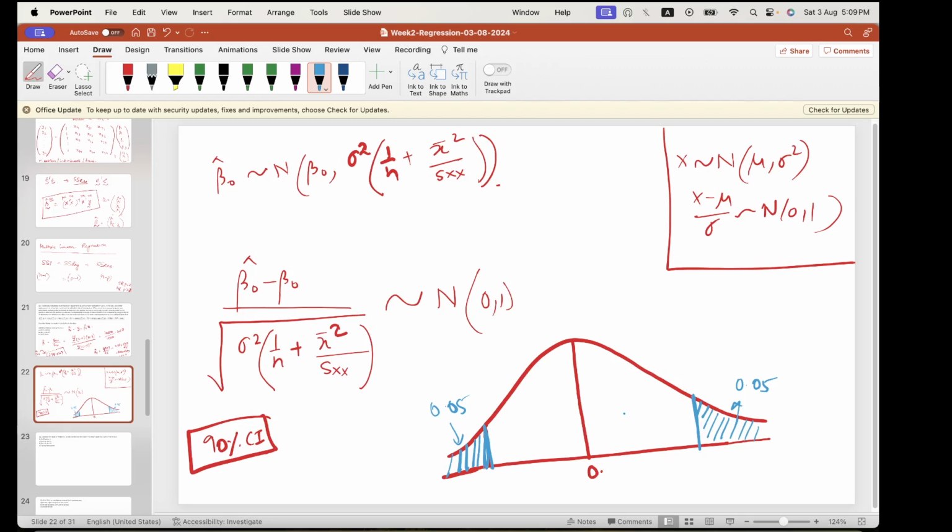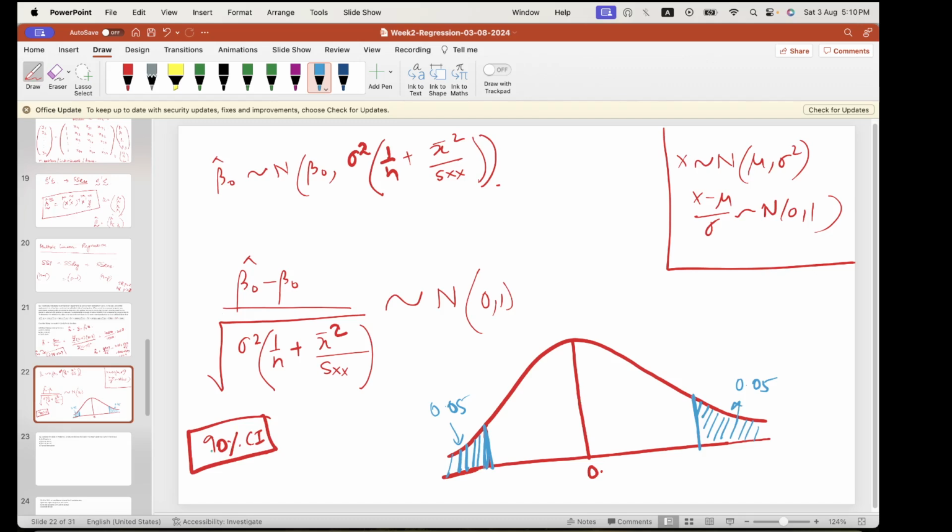Alright, is this part clear to you? Any doubt, please ask me. If not, just give me a thumbs up or some indication so that I can proceed. Alright? Clear. Fine. Thank you.